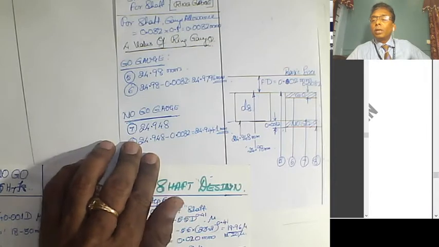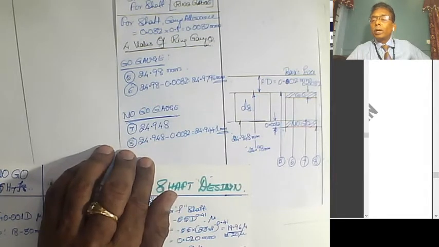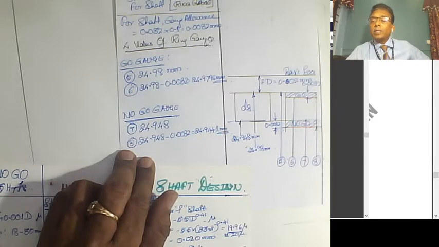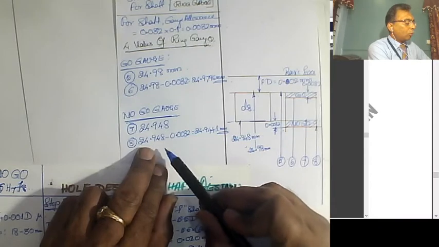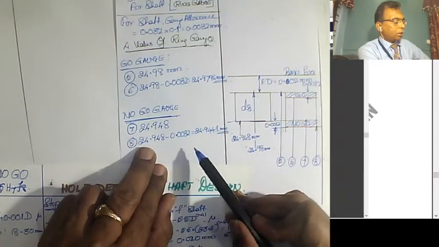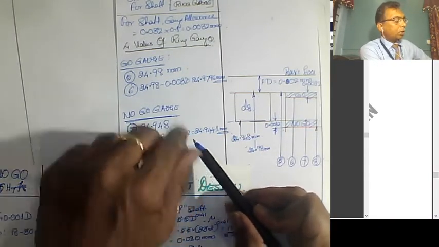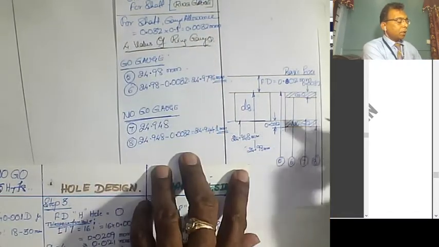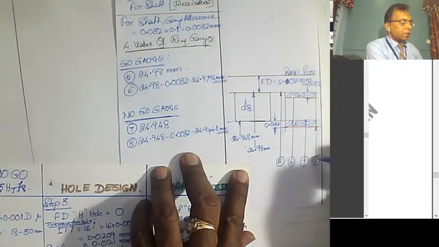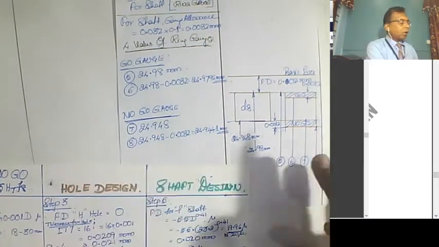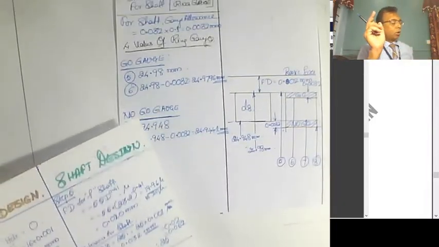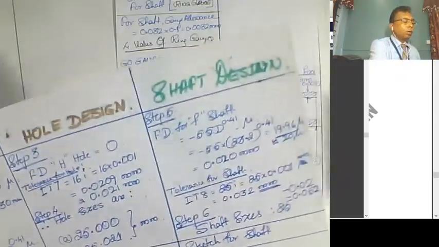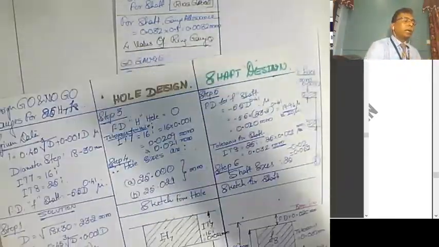That is equal to whatever value you get, 24.7976. Then the no go gauge, these two, 7 and 8. One is 24.7948, it's already known. Another is this value minus 10%, that is 24.948 minus 0.0032. How did you get 0.0032? That is the wear allowance. So if you substitute, you get 5, 6, 7, 8. That means all the 8 values of the gauge design of the go and no go gauge for the shaft are also found out. So let us quickly recap.